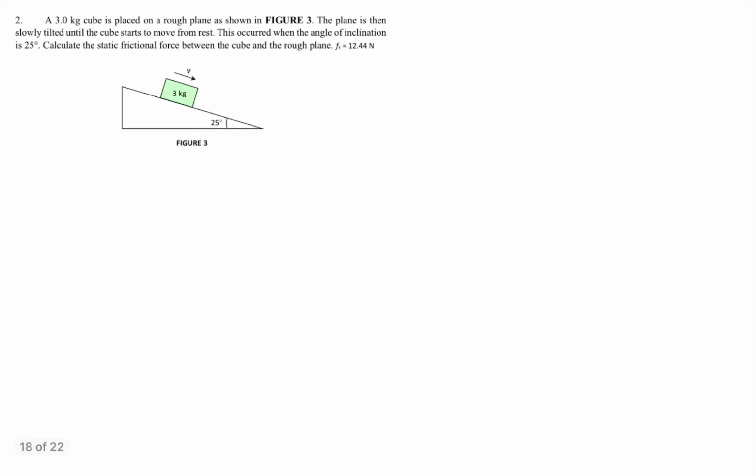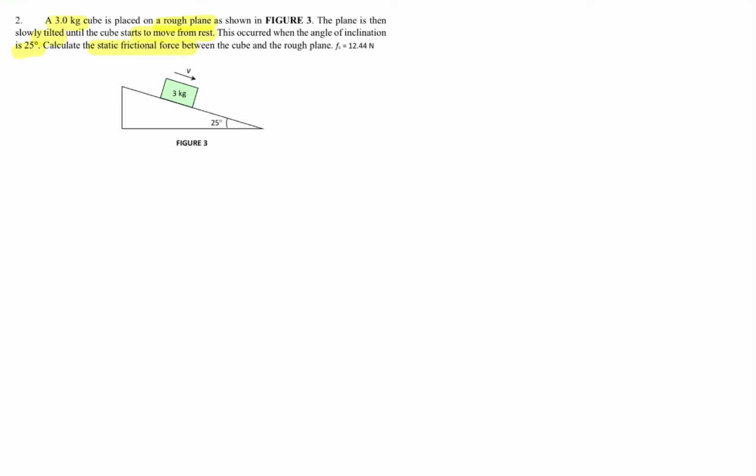Next is number 2. Number 2 states that a 3 kilogram cube is placed on a rough plane. The plane is then slowly tilted until the cube starts to move from rest. This occurred when the angle of inclination is 25 degrees. So calculate the static frictional force between the cube and the rough plane.